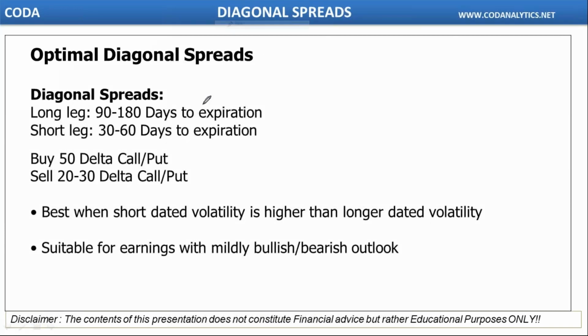Then when you come to the deltas, we are saying 50 delta for either the call or the put. Oh, okay, that makes sense. For either one. Okay, I remember now. And the same applies for the sell, that is 20 to 30 delta call or put.